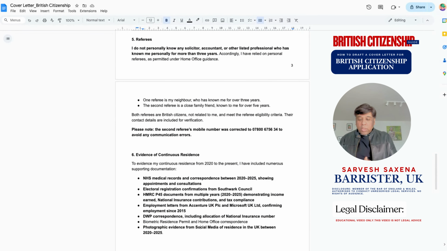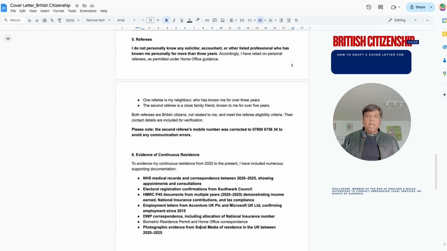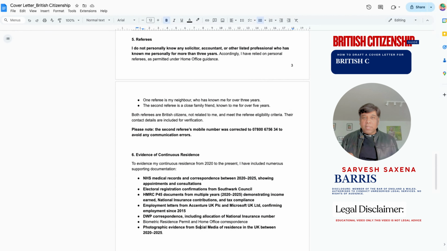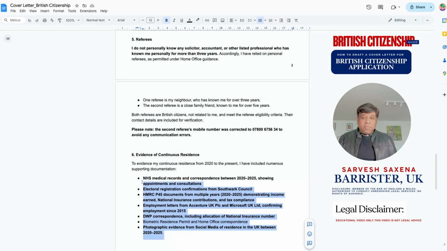Now you don't have to go each month, but if you're able to cover several months over the 5-year period, right, then your evidence becomes very compelling and persuasive, and it shows that actually this person was there. Please make sure that you remain honest in the application. Also, like you provide this variety like medical record, electoral record, tax records, employment record, NI record, biometric record, and photographic. Like you have added now 6 to 7 proofs of continuous residence.